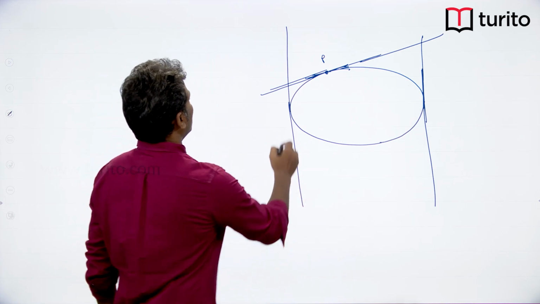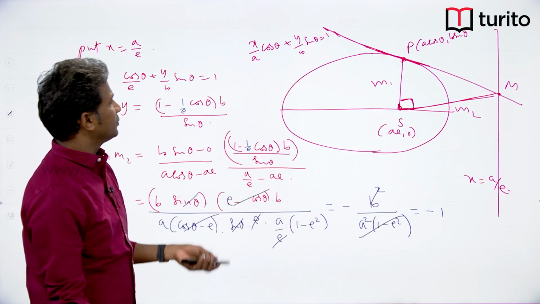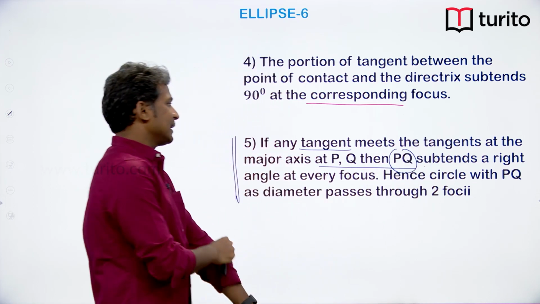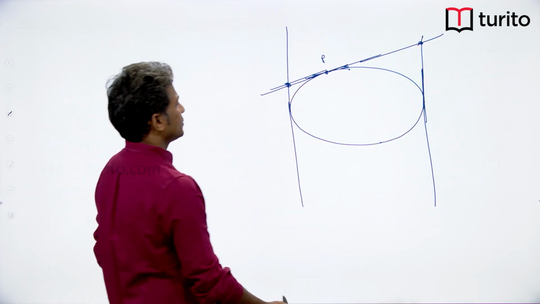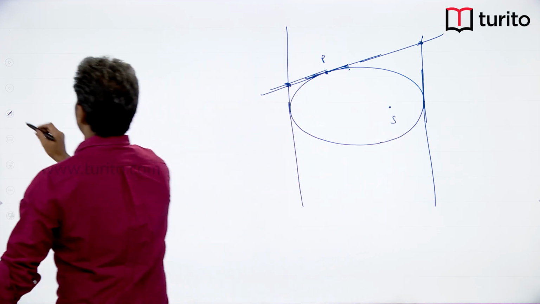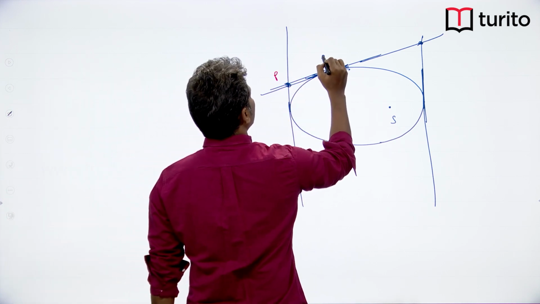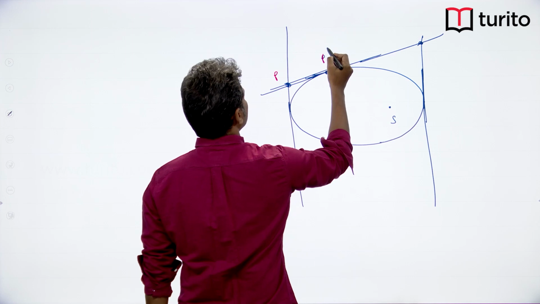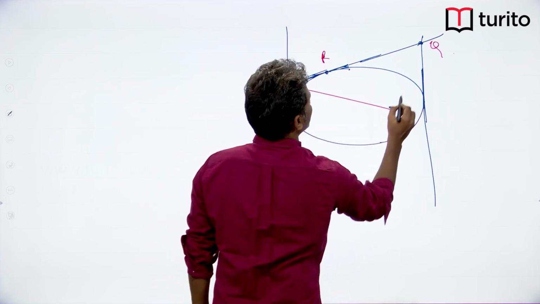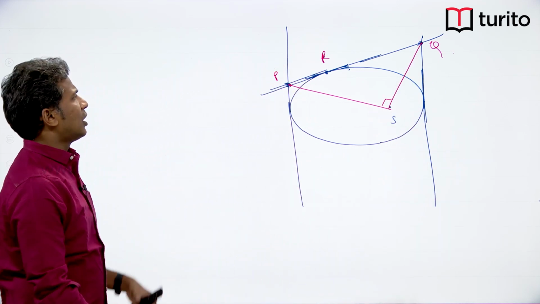Now there are 2 points of intersection here. Here we have to prove that this PQ subtends a right angle at every focus. So that means, let us say if I take this focus as S, we have to prove that this PQ, so we cannot take this point as P, so let us take it as some other R. Okay, so this is Q. This PQ must be subtending a right angle at the focus. So how do we prove it?